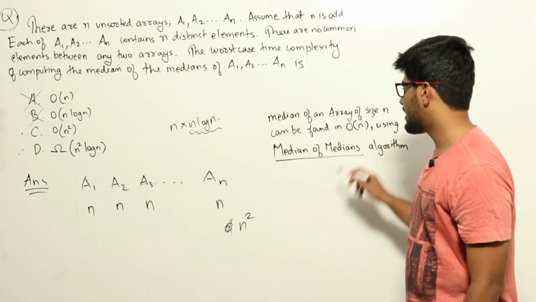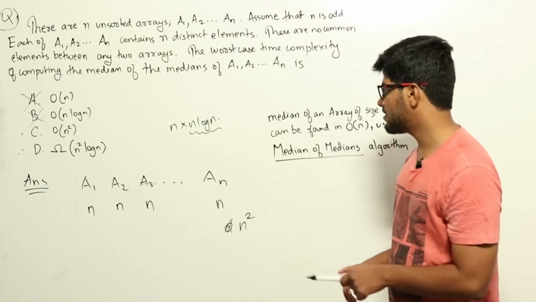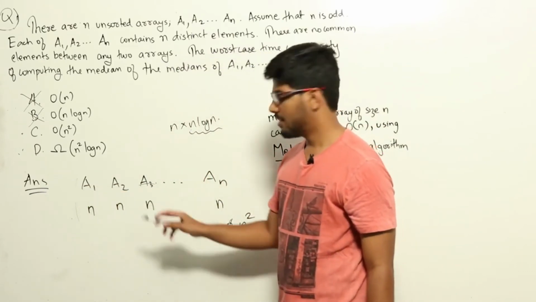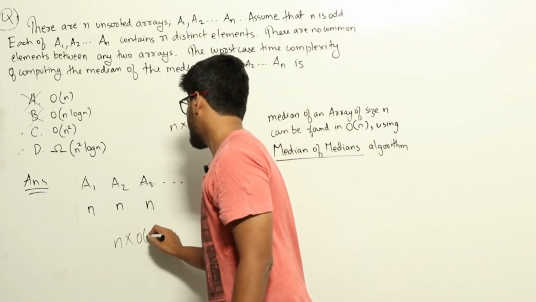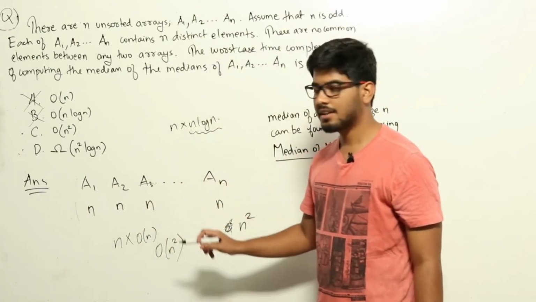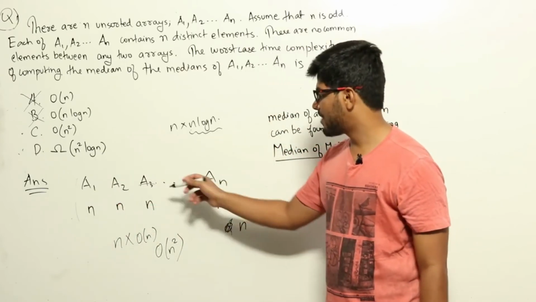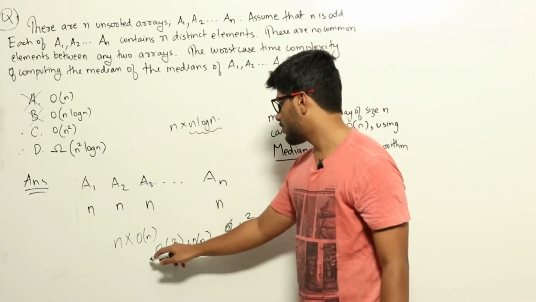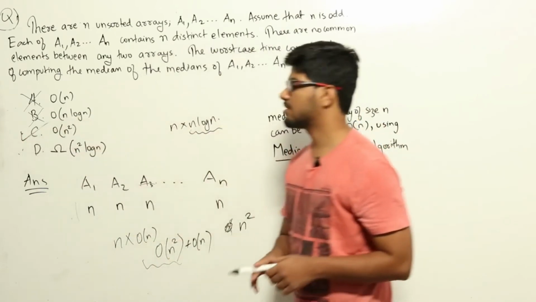So you can learn about this algorithm online or in Wikipedia or somewhere. Please learn about this. Using that algorithm, I can get the median of each of the arrays in O(n) time, meaning I can get the median of n arrays in n into O(n) time, that is O(n square). Plus after that I have n medians, and n medians will form another array of size n. Finding the median of that will again take another O(n) time. But it is O(n square) plus O(n), so that is O(n square) only, which means that option C is the right answer.